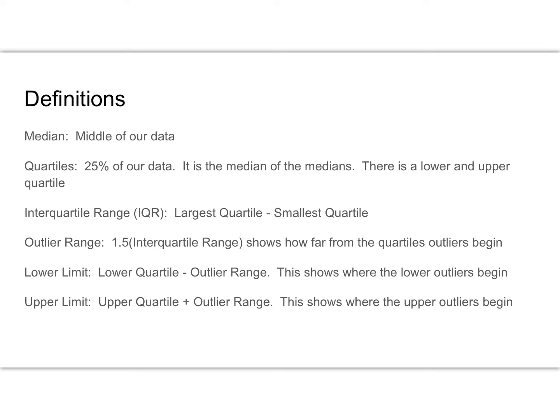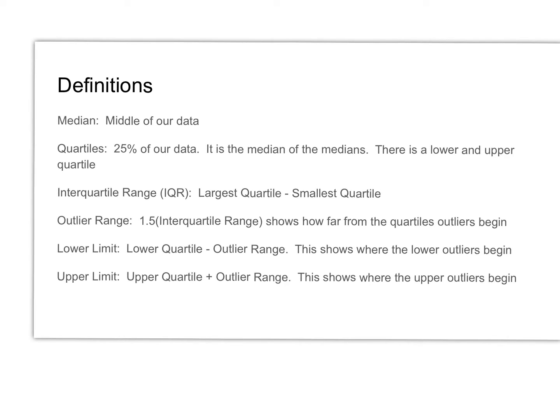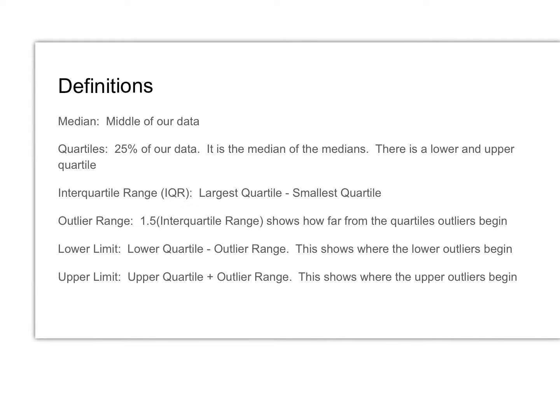Okay, so first thing, you're going to need to have some definitions here. Our median is the middle of our data set. Quartiles, we have two of them, the upper and the lower. Each represents 25% of our data, just like a quarter is 25% of a dollar. Technically you could call it the median of the medians, because what we're going to do is find the median, and then repeat the process again to get the quartiles.